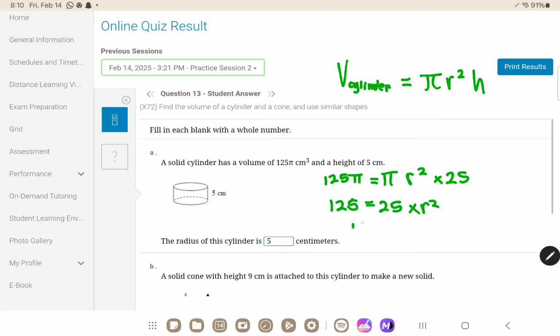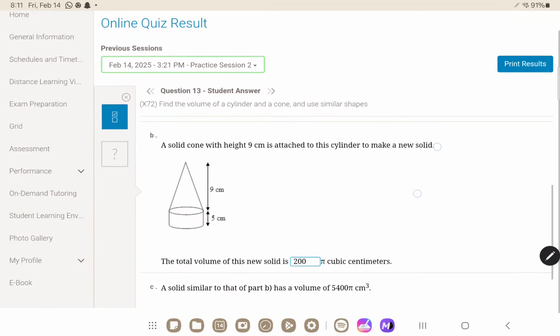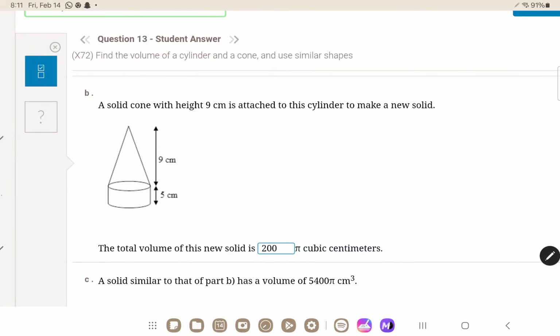125 divided by 5 gives you 25. Sorry, where did I get the other number from? My bad. So 25 equals r squared. I keep making mistakes. Anyways, so now r equals 5. Now we need to memorize that 5 because we're going to use it in part B. So we know our radius is 5.